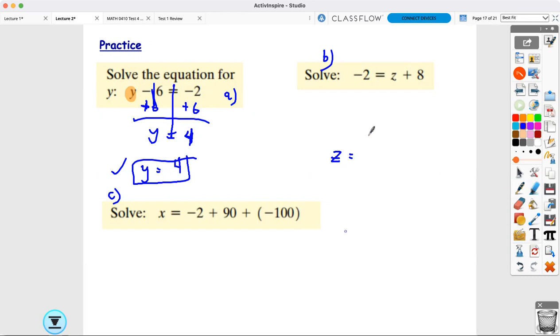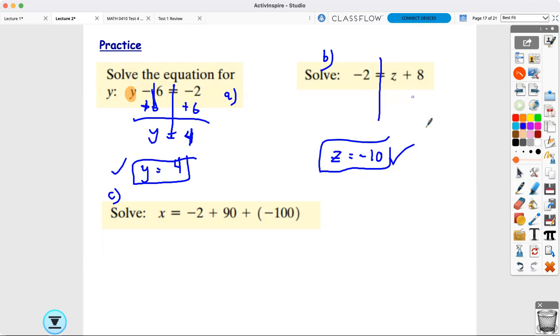Now, as for Z, guys, what'd you get for B? I got -10. Yes. All right, good. If you got -10, Z equals -10, guys, you are correct. Good job.